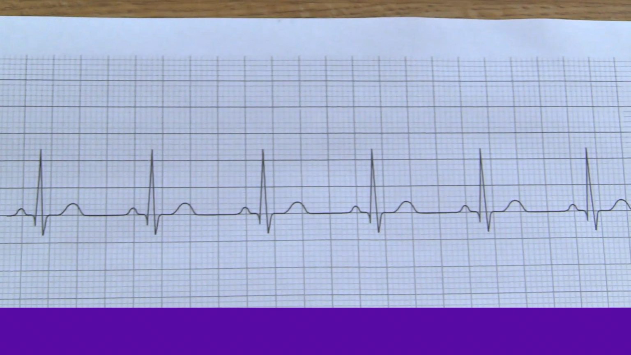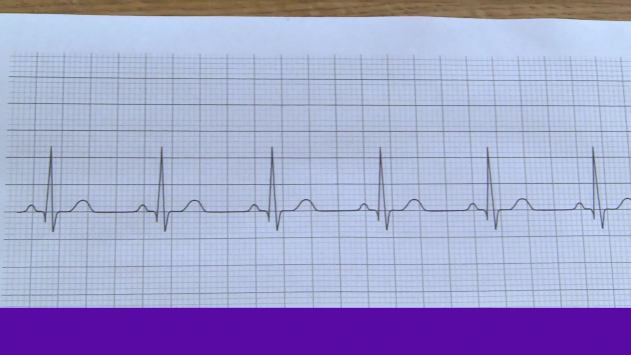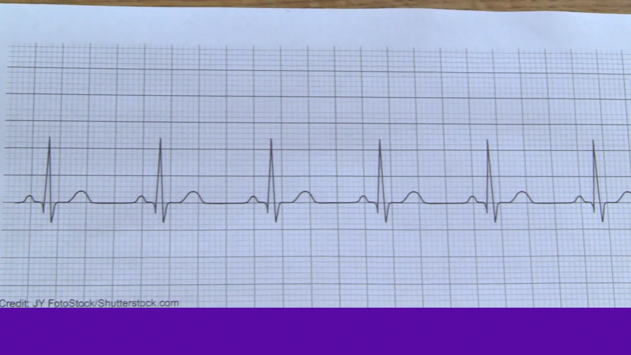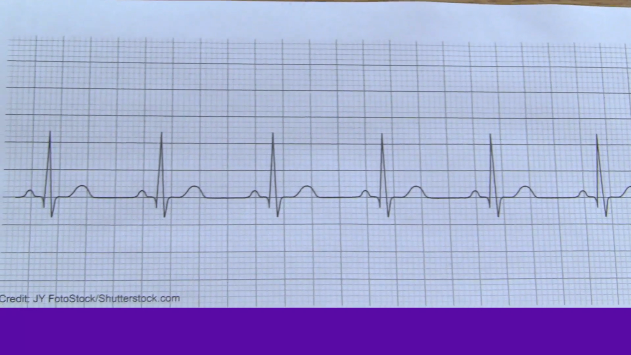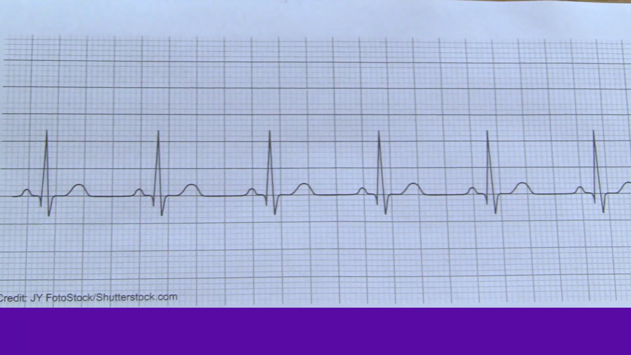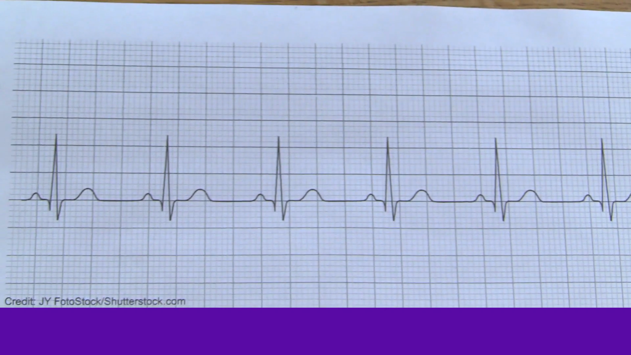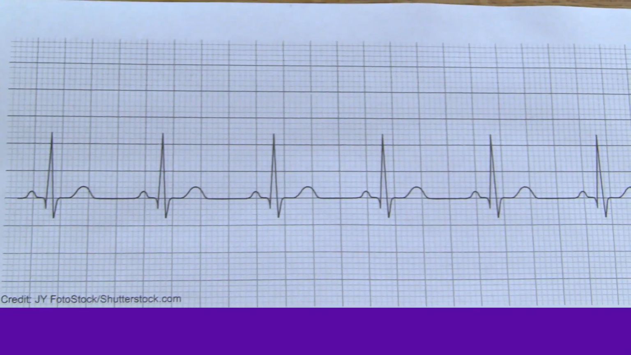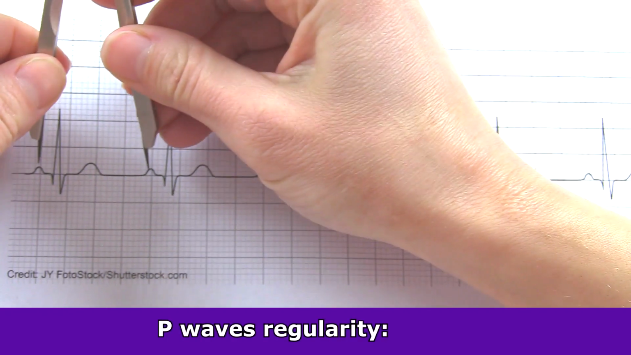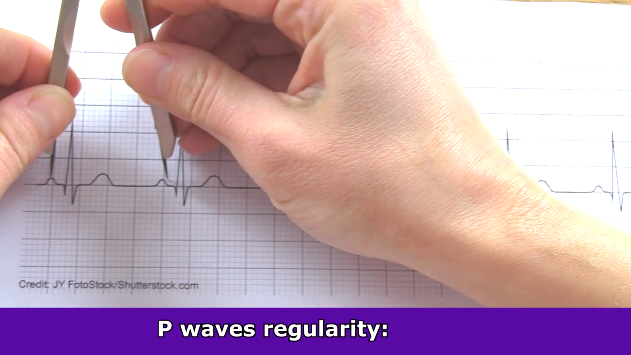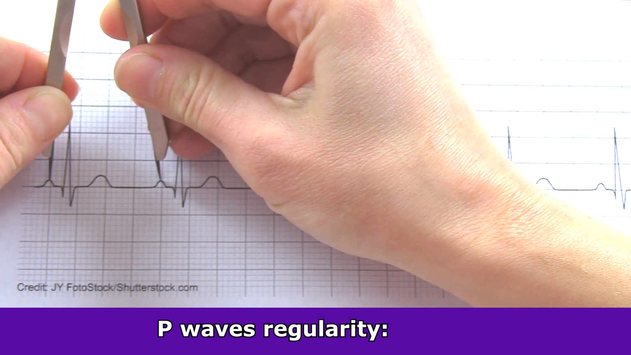So now let's analyze this rhythm using those questions that we just went over. I have a 6 second strip here, and the first thing we want to look at are those P waves. We're going to look at the 3 R's of the P waves, the regularity. We're going to start at the first P wave and take our calipers. We're going to put one point of our calipers on that P wave, and then stretch the other part out so it touches the next P wave.